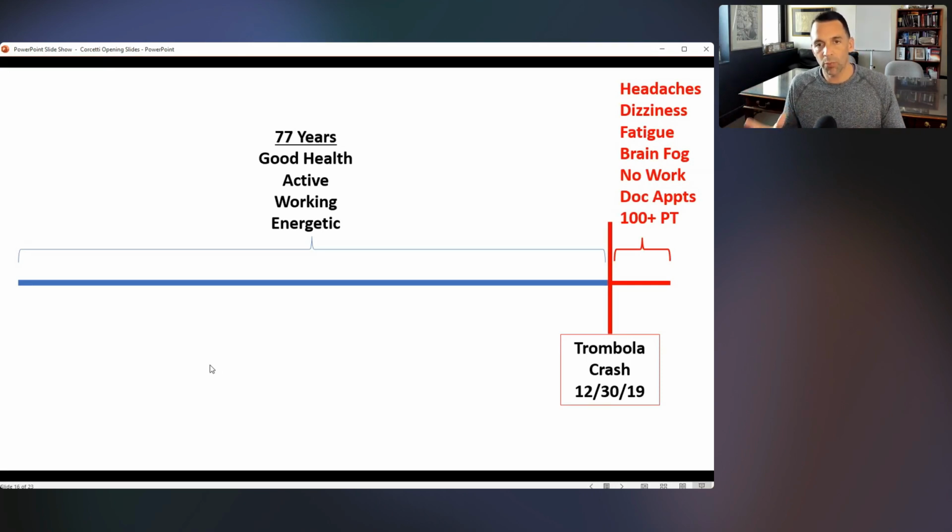And the point being that there's this stark change. Everything was good, and then suddenly everything is bad. And what changed? What changed was the crash. The crash was the cause.